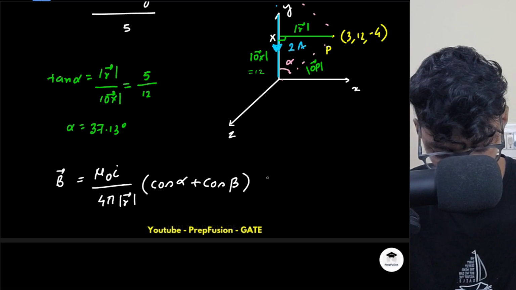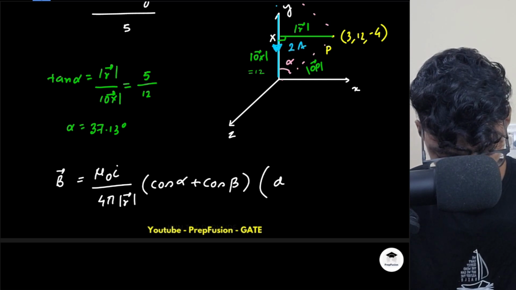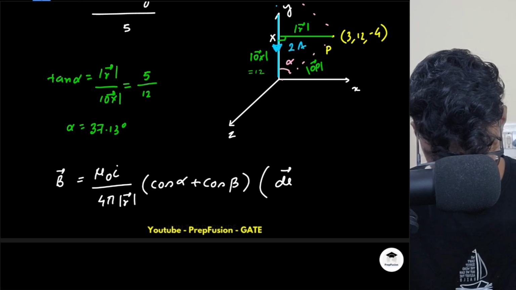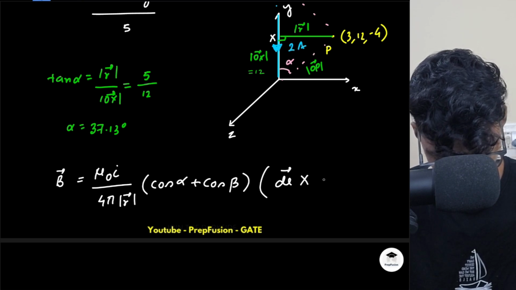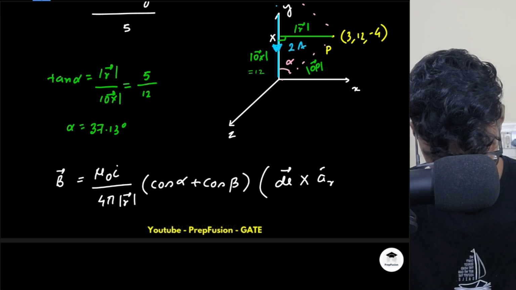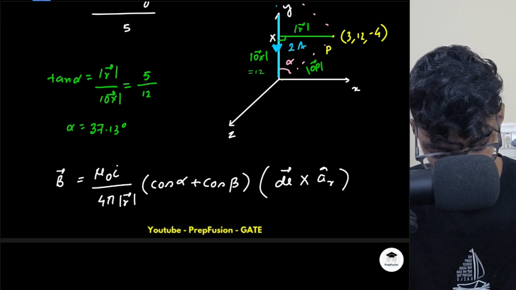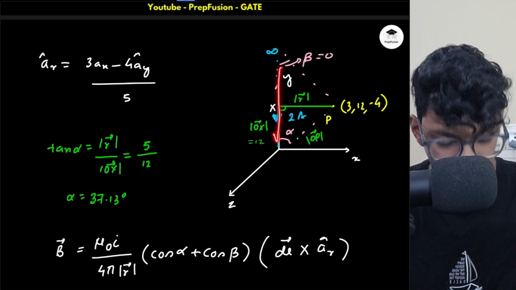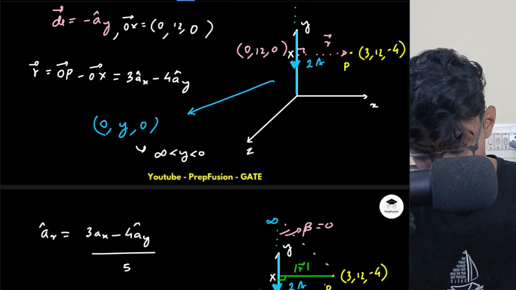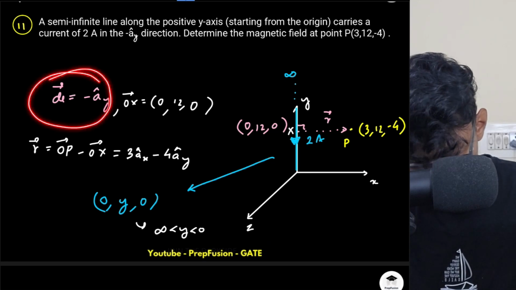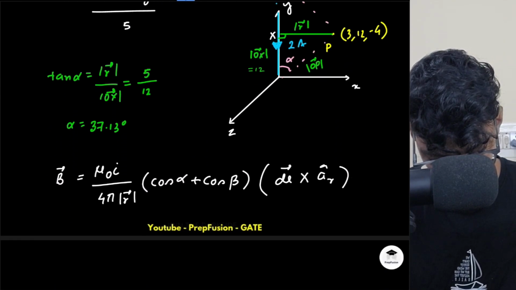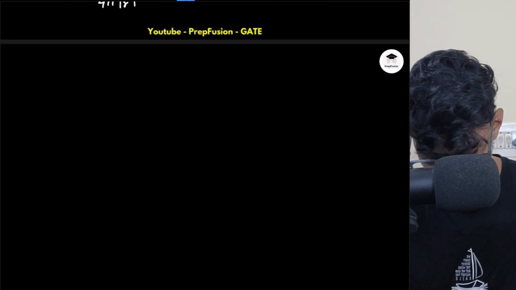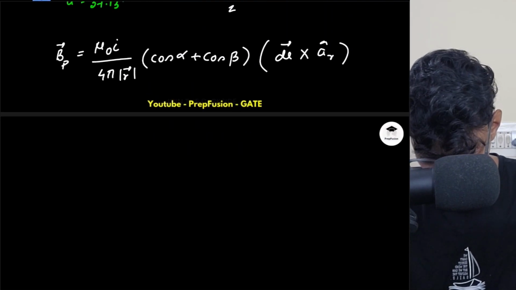If you remember, this was the magnitude and the direction was dl cross ar, correct? So this is the direction basically. What is the direction of dl? Along the direction of the current, it is minus ay. Yeah, I have written here, right? Direction of dl is minus ay. So I will just replace with minus ay here, and I will replace this ar with this particular thing. Okay, so I will do all these substitutions. This is the magnetic field at P.